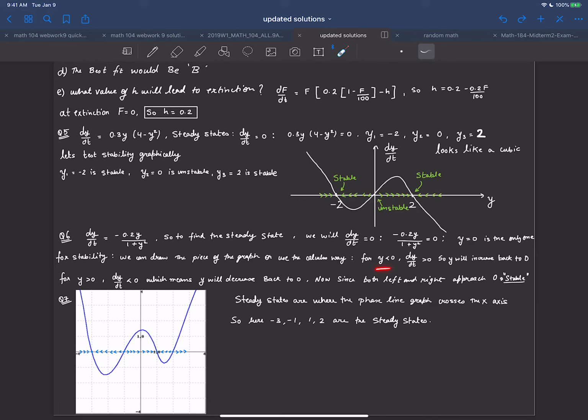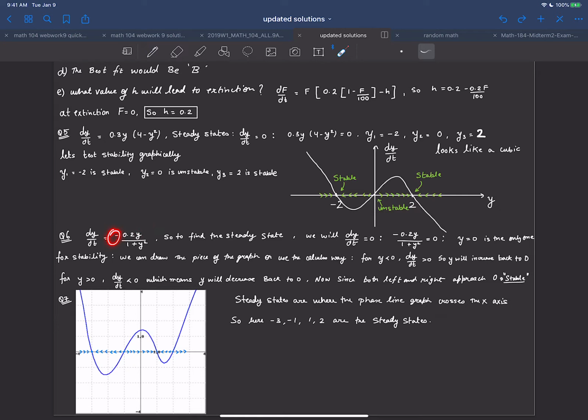So if you're a little bit before the steady state, dy/dt is positive, which means y will increase back to 0. Okay, because it'll push you back. If you're a little bit before, it'll push you back up because you're going to increase. How about if you are at a value above 0? What's going to happen at that spot? When you have a value bigger than 0, you plug it in. This is going to be positive.